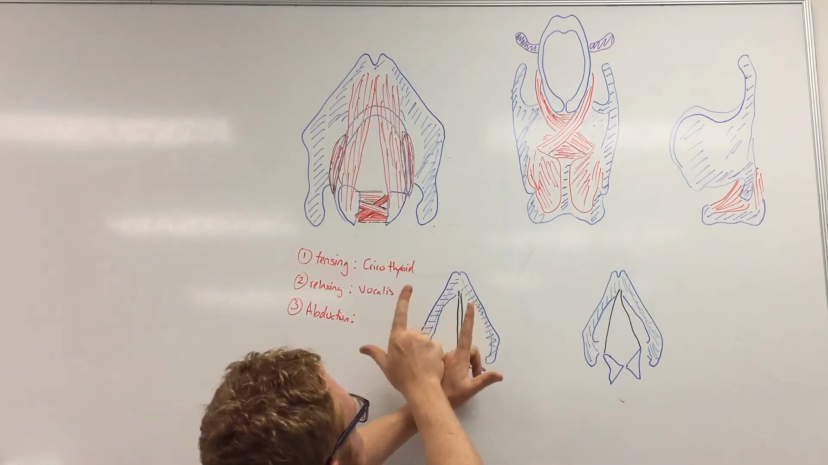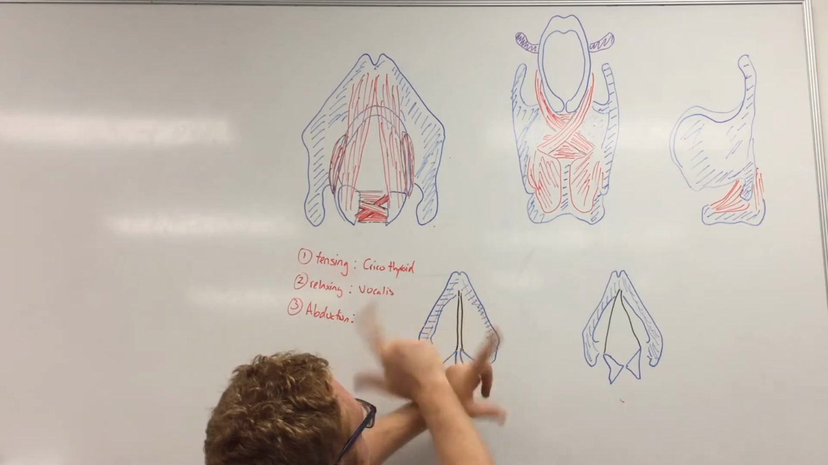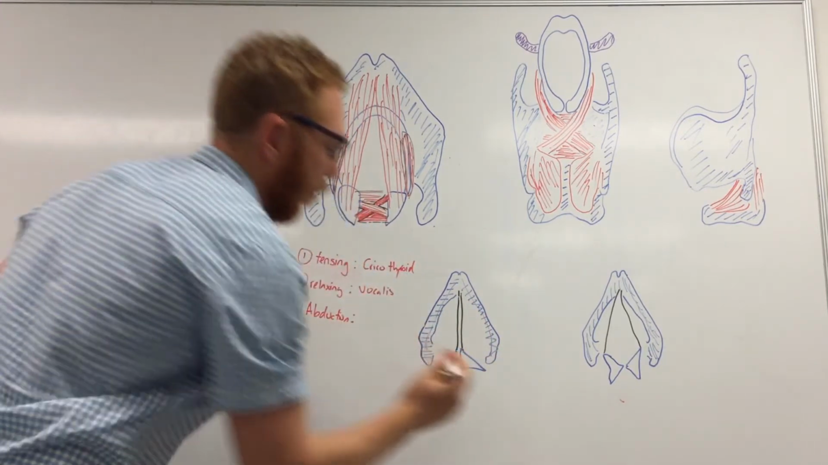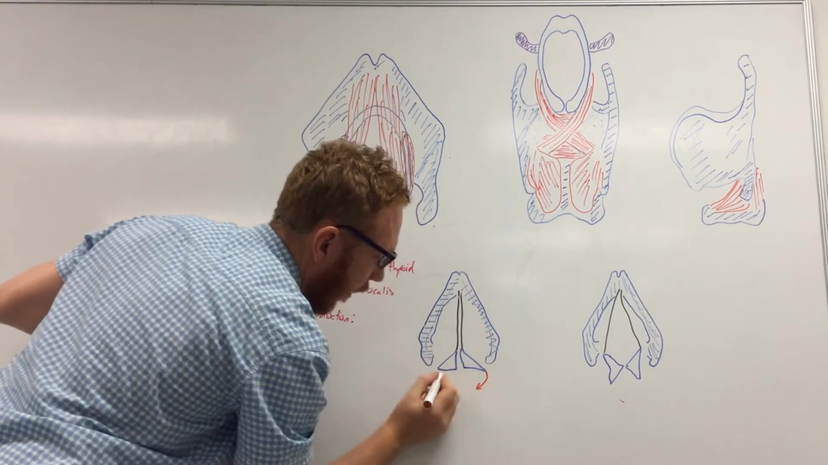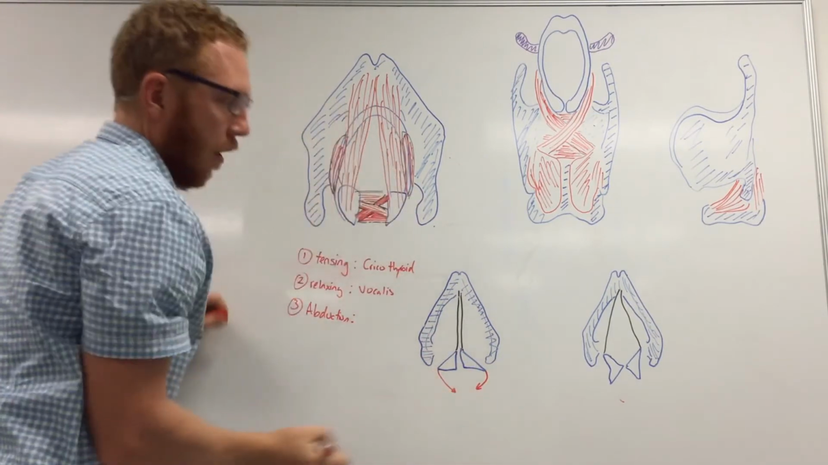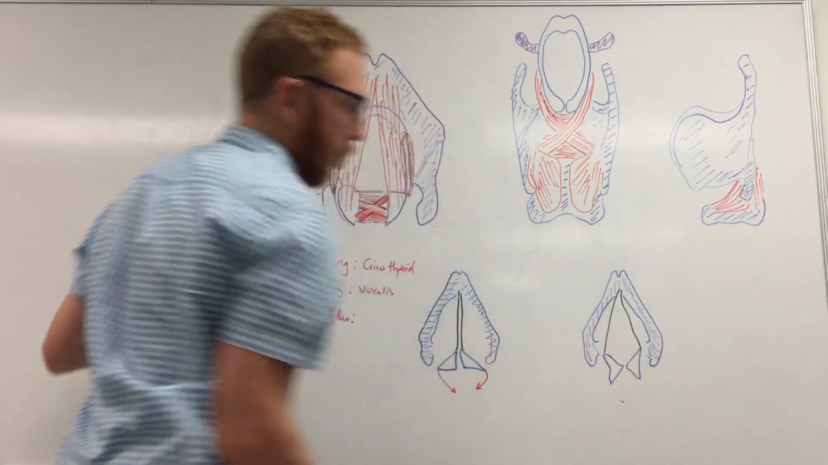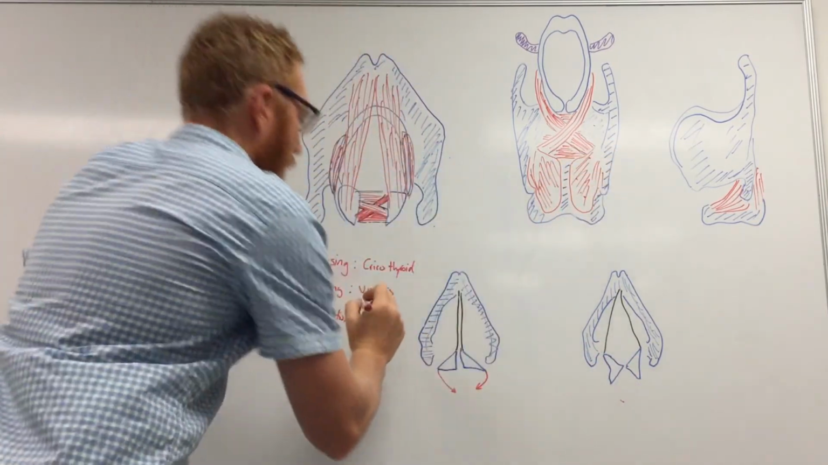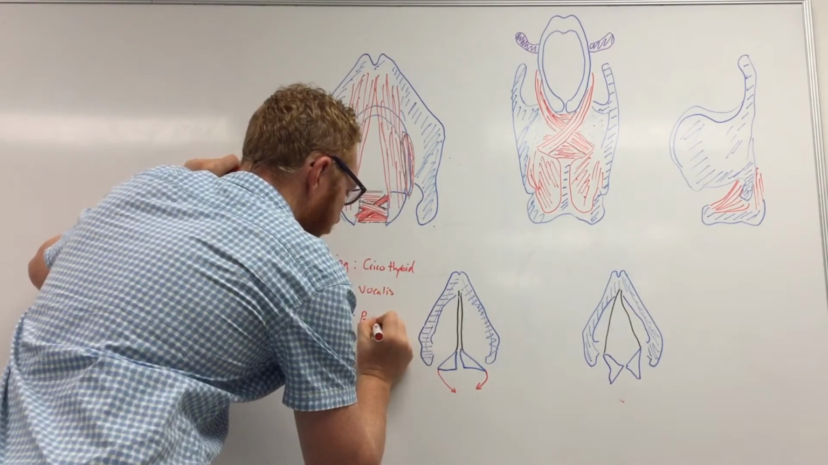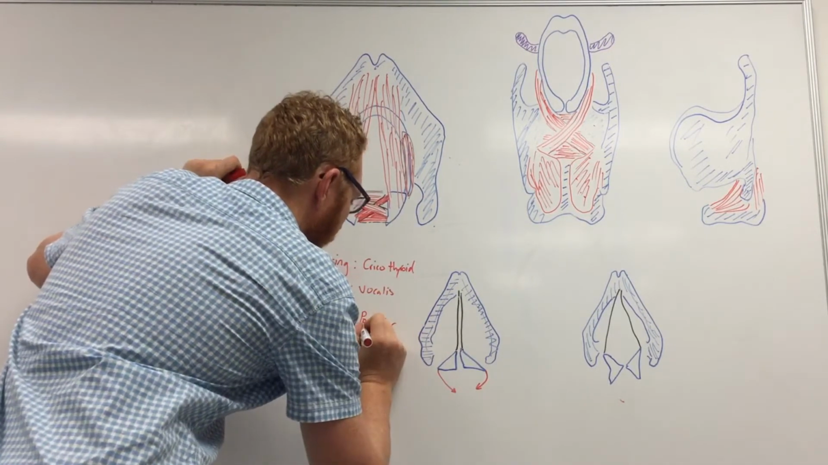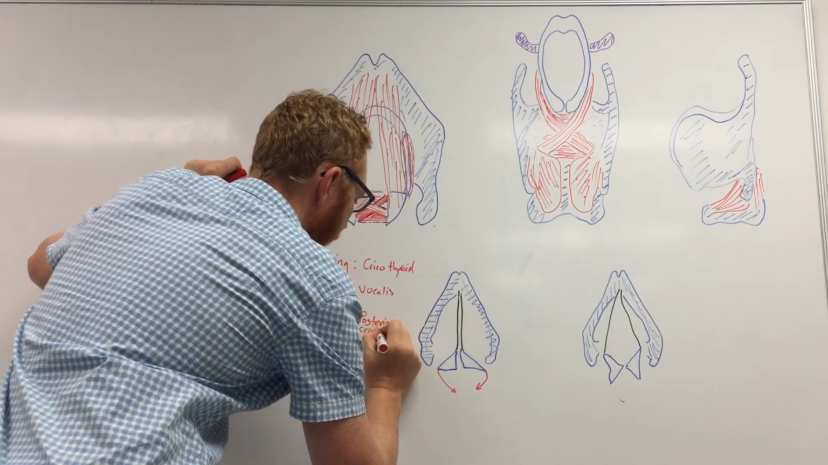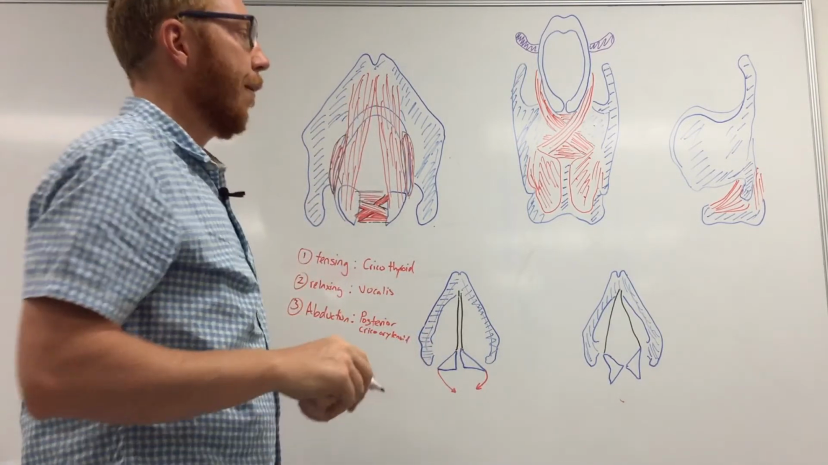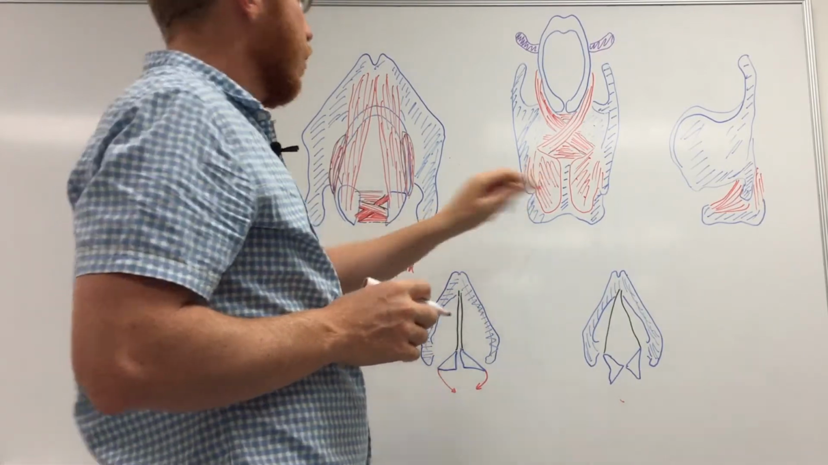So to do an abduction, you need to pull these in that direction. So we're going to pull in that direction like so, and that will elicit that movement, which is abduction, and that's done by this muscle here, which is the posterior cricoarytenoid muscle, innervated by the recurrent laryngeal.